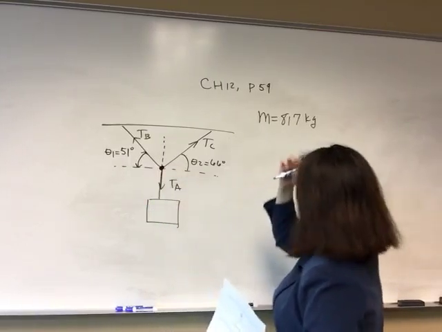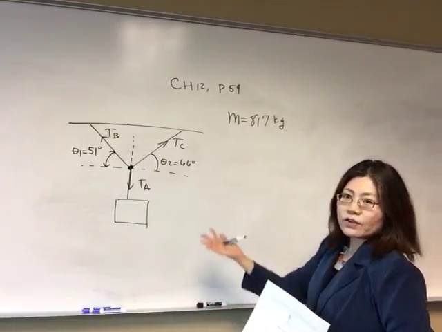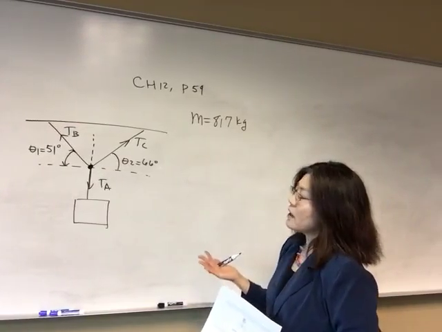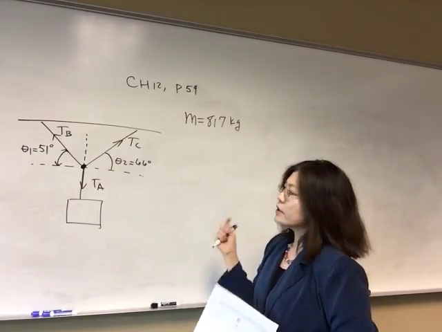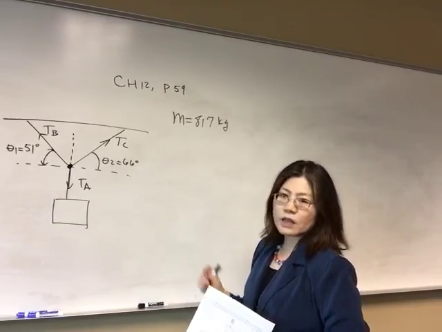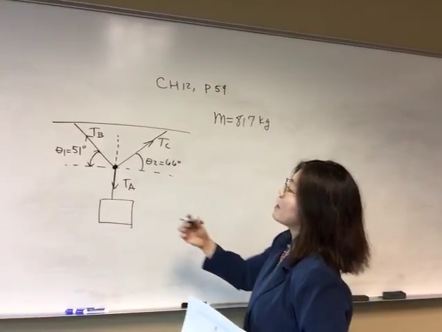Okay. So now this is just regular: resolve the vector into x and y, sum all the x components together and set equal to 0, sum all the y components together and set equal to 0. So that's as simple as that. It's not that difficult.